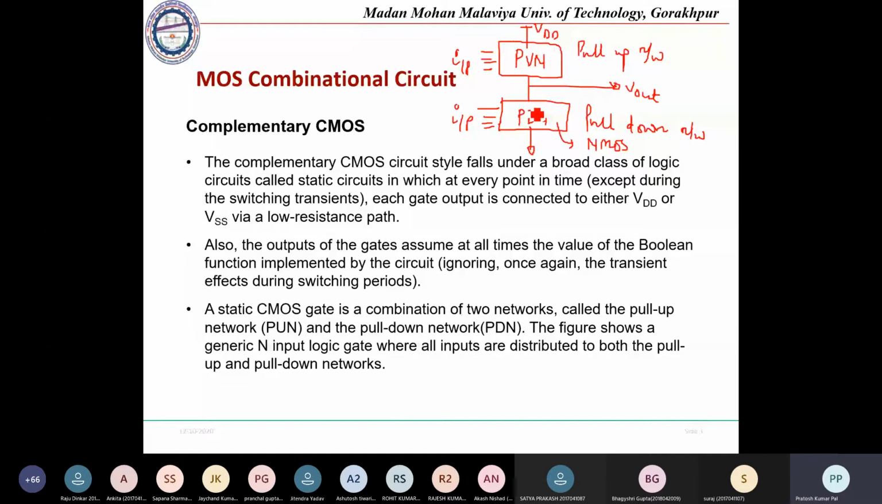Similarly, the pull up network will be a combination of PMOS transistors. Basically, once these PMOS transistors are on, at that time VDD will be connected to the output, in whatever connecting mode these PMOS transistors are connected.